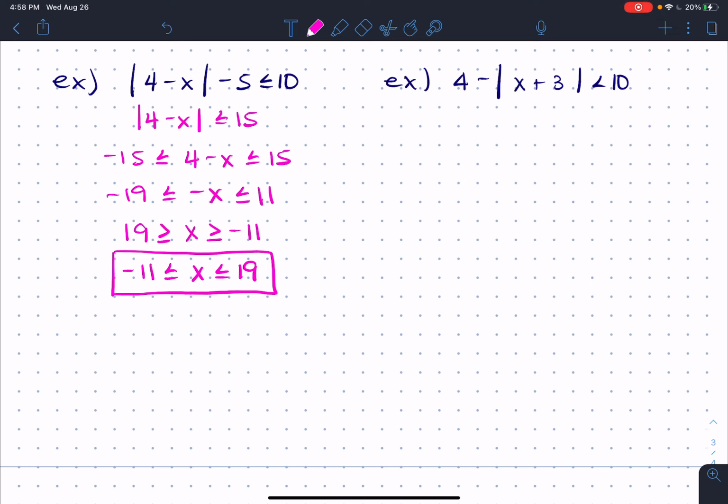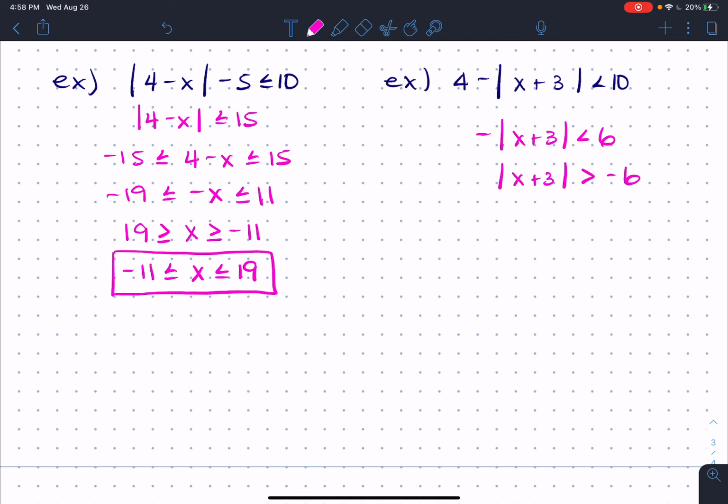All right, so let's see. I'm going to isolate the absolute value, so I'm going to subtract 4 from both sides. And I get negative absolute value of x plus 3 is less than 6. Now I have to divide by a negative, so I am going to reverse the inequality and have this.